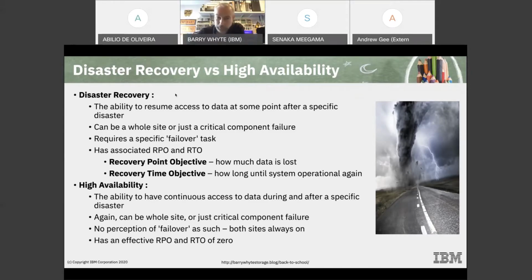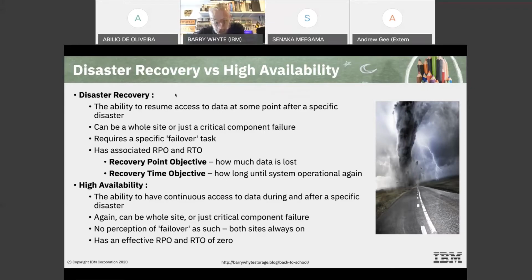Ideally, in the best of all situations, having an RPO of 0 means you've lost no data, and having a recovery time of 0 would also mean that you're not having to do some kind of failover. So basically, in a DR situation, usually the recovery time is greater than 0, and depending on the type of DR being used, the RPO or the recovery point may be greater than 0 as well.